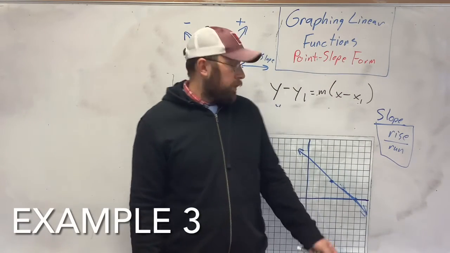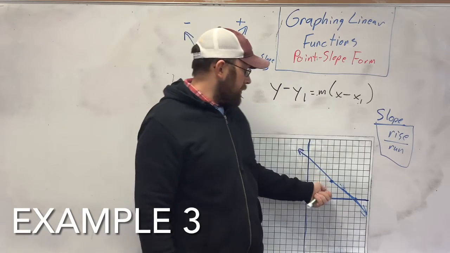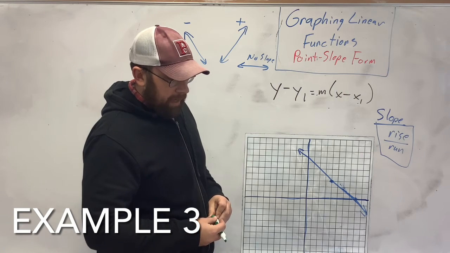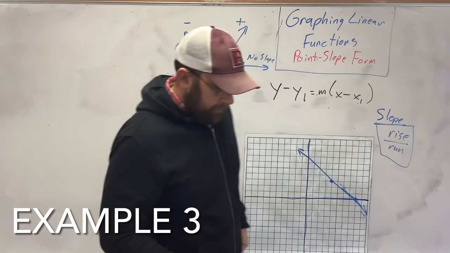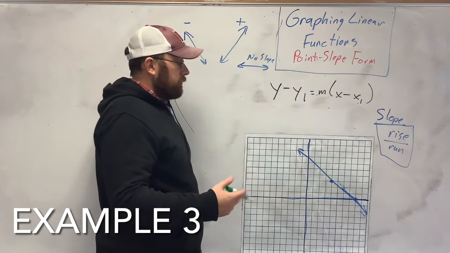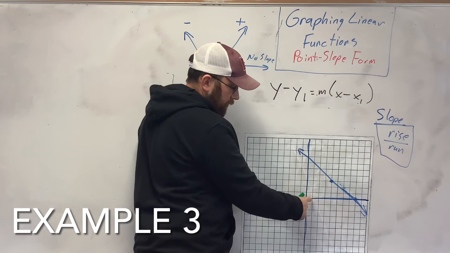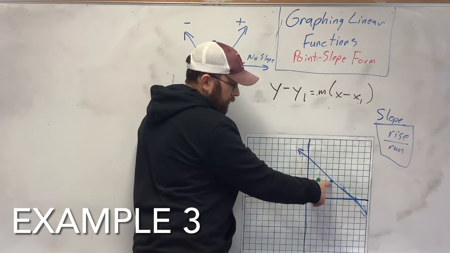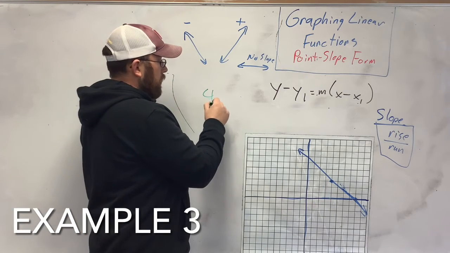All right, for this one, I have a line. I want to know what the point slope form is of this line, or what are the possibilities I could have. So, well, I'm going to pick a point. I'm going to take this point right here. So 1, 2, 3, 4. 1, 2, 3. So I have the point 4, 3.